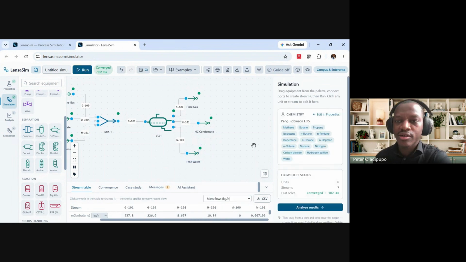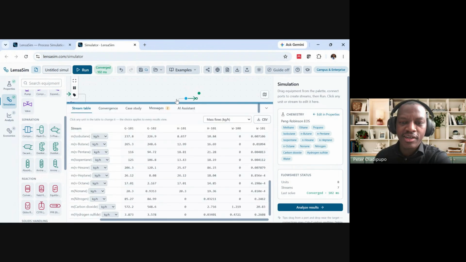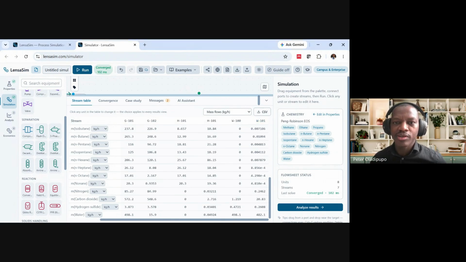Okay, let's run it again. Yeah, I think there's an error indeed. There was an error, so let's see what we have. So you have the water stream now. Yeah, in W101, as you can see, right? So the water has gone to W101, the water stream, exactly as intended.